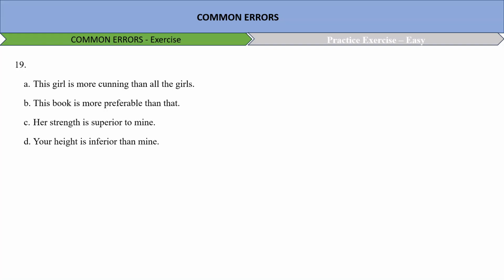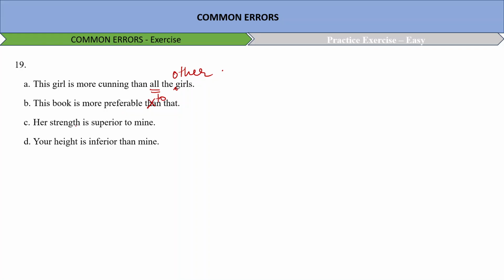Now, this girl is more cunning than all the girls. This book is more preferable than that. Her strength is superior to mine. Your height is inferior than mine. You see, there's certain small little rules which you need to remember and follow everywhere. You see, in sentence A, the girl is more cunning than all the other girls. This is appropriate. This book is more preferable to that, not than.